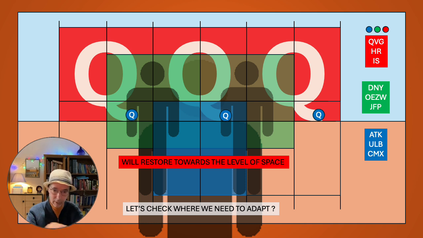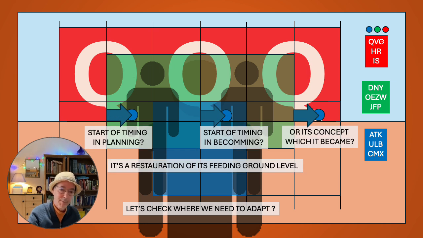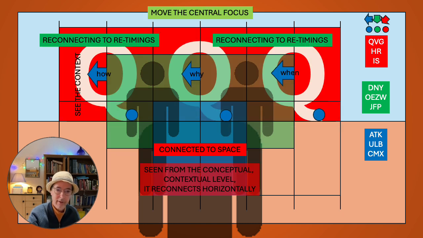And it will, of course, restore this on the level of space. And what do we adapt? Of course, we will adapt accordingly. There's a timing involved. Sometimes it's for me, sometimes it's for you, or sometimes it's planned that I can receive it, or that someone else is becoming it, or it's just a concept that is becoming. That's how we restore this idea of where something belongs via context.